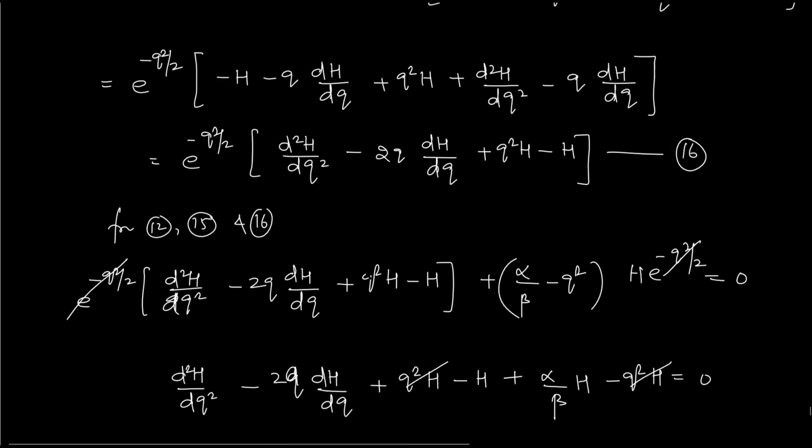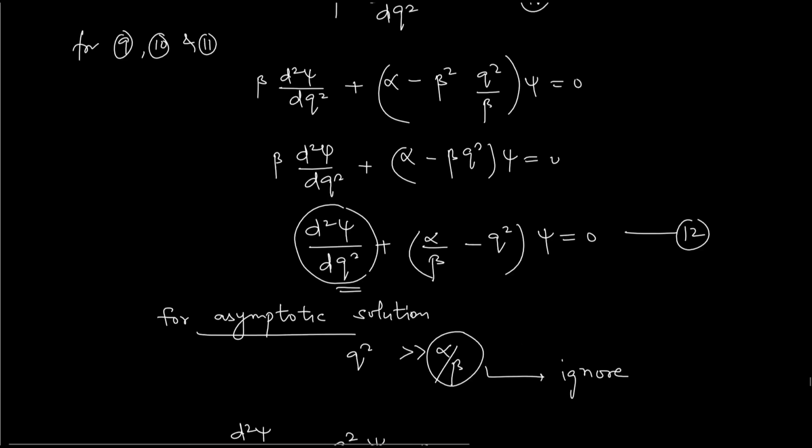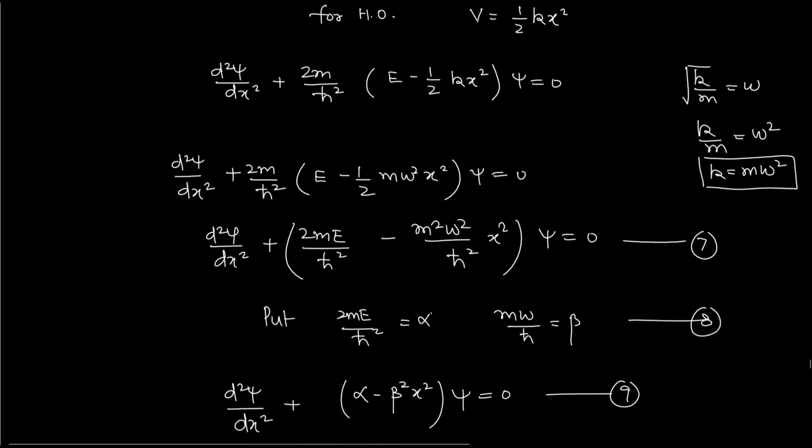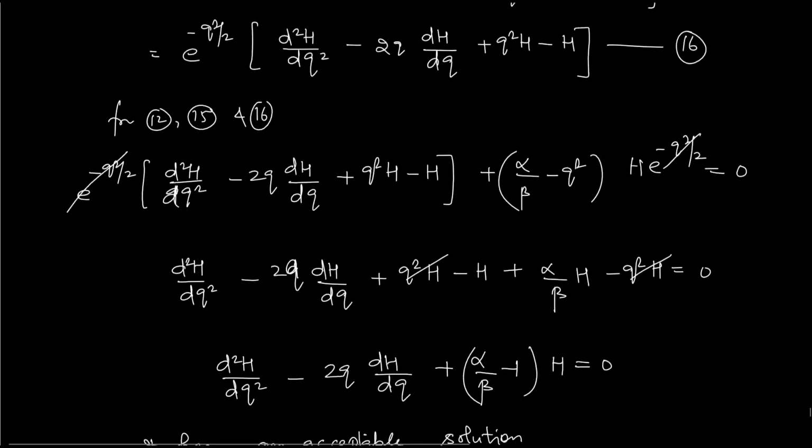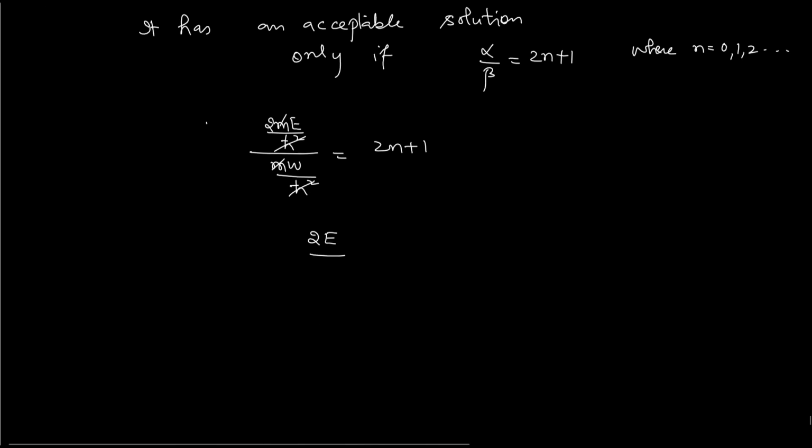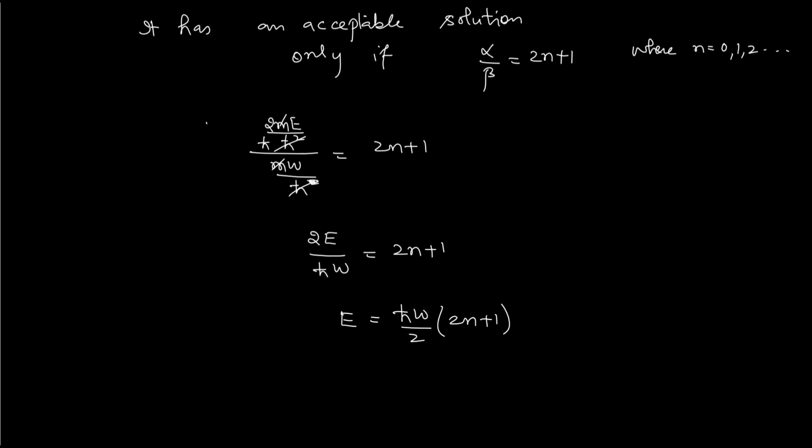Is it h cut square in both of the terms? Let me check. No, here it is no square in the denominator, so here one h cut will remain, so it is h cut omega times 2n plus 1, so E is equal to h cut omega by 2 times 2n plus 1. So this is the solution, and we mark this by equation number 17.